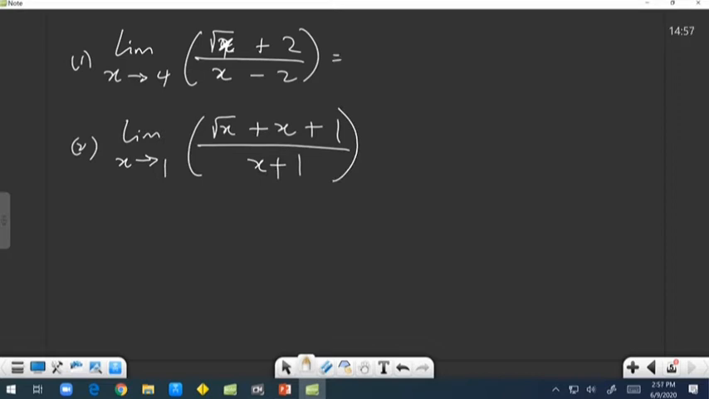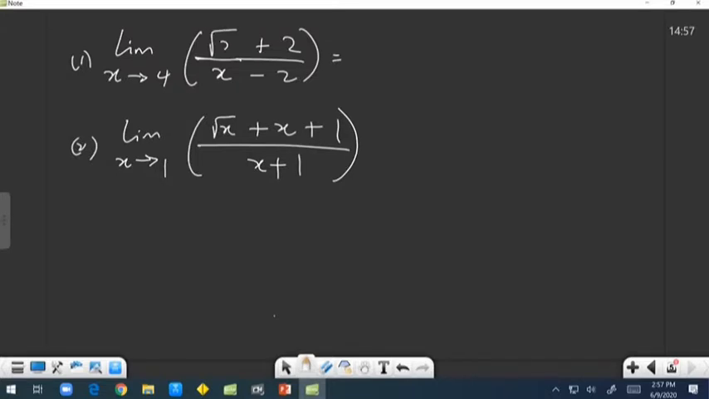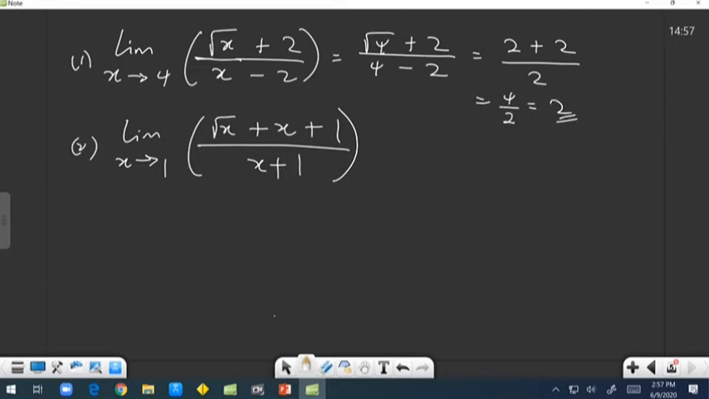We have x there. We have square root of x. So if you substitute x equal to 4 here, that is x approaching 4, that means we have square root of 4 plus 2 divided by 4 minus 2. So we have 2 plus 2 divided by 2. And that is 4 divided by 2, and 4 divided by 2 is 2. So the limit of that is equal to 2.